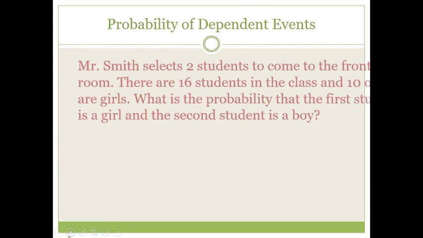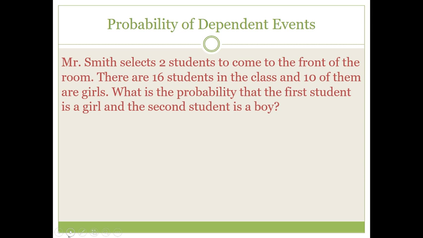All right, so let's calculate the probability of some dependent events. Look at this example. Suppose Mr. Smith selects 2 students to come to the front of the room. There are 16 students in the class and 10 of them are girls. What is the probability that the first student is a girl and the second student is a boy?